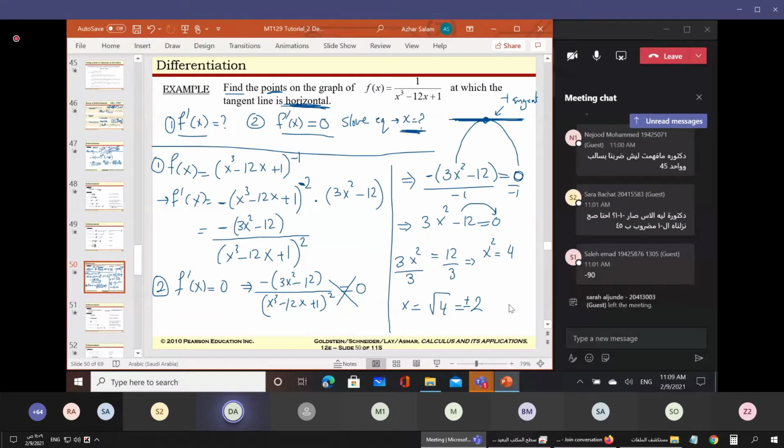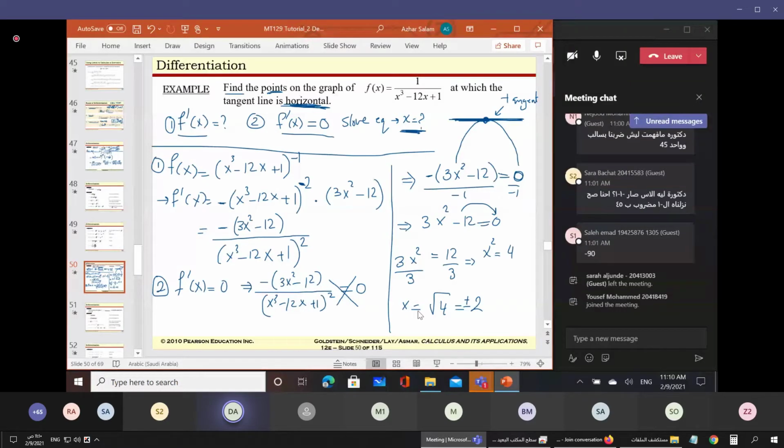So I have 2 points, 2 x values that make the tangent line horizontal. But this is only the x value. If I want to take the point, I need the y value. Okay, I need the y coordinate. Okay, this is the x coordinate.